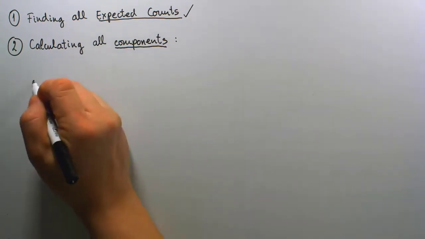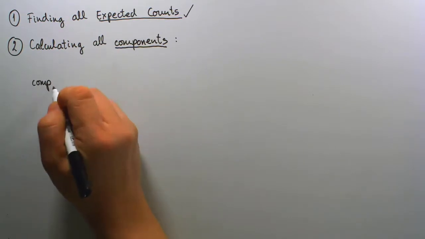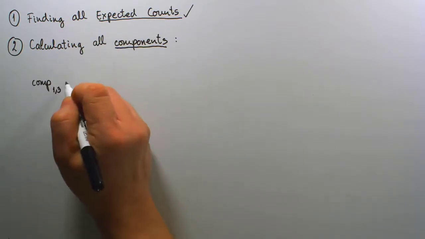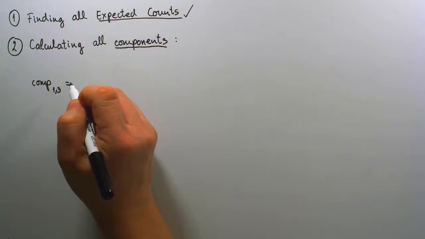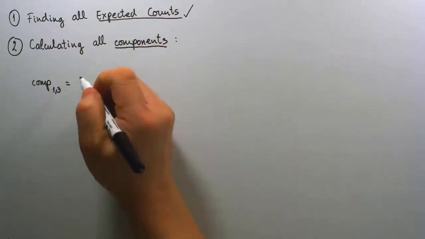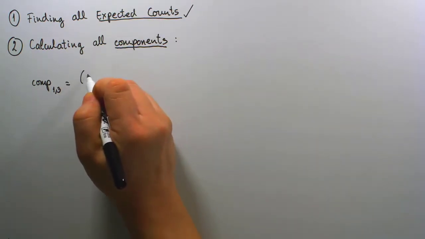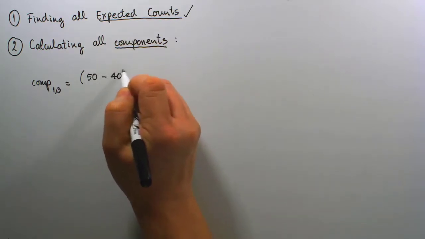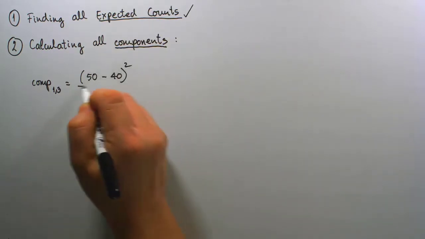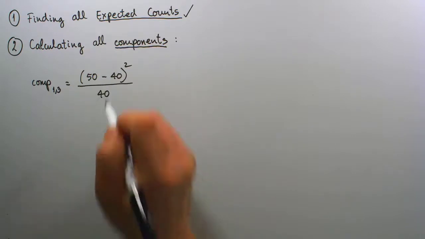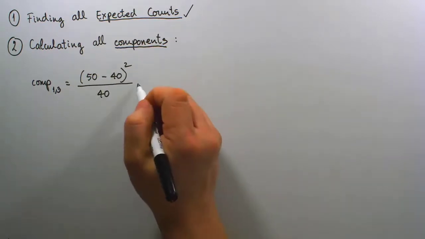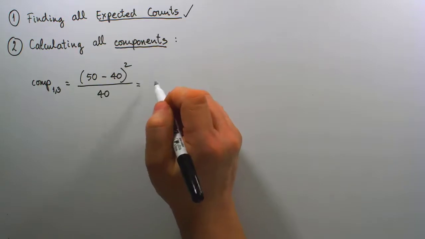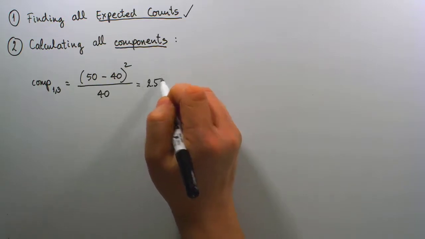Now let's calculate our component value in row 1, column 3. Observed count there is 50. We're going to subtract 40, the expected count. Square the difference and divide it by 40. My calculation came out being 2.5.